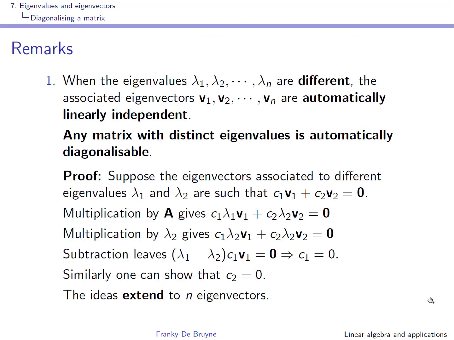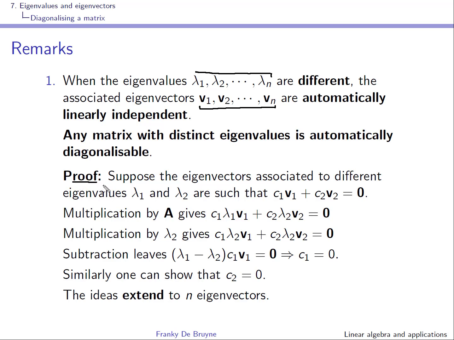So suppose that the eigenvalues of the matrix are all different, then the associated eigenvectors are automatically linearly independent, and this means that the associated matrix can be brought into a diagonal form. This is something we want to prove.